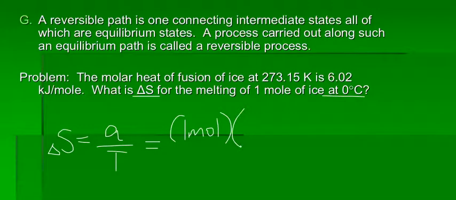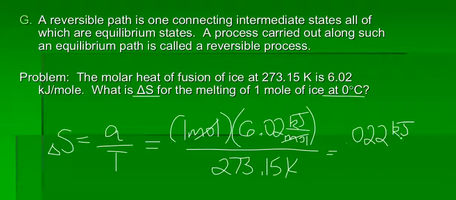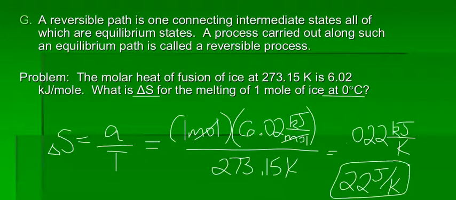Q is 6.02 kilojoules per mole. Divide by the absolute temperature, which is 273.15 Kelvin. So it comes out to 0.022 kilojoules per Kelvin. Those are the units for delta S. Normally, however, delta S is written in joules per Kelvin. That's what you'll see in the back of the book. So 22 joules per Kelvin.